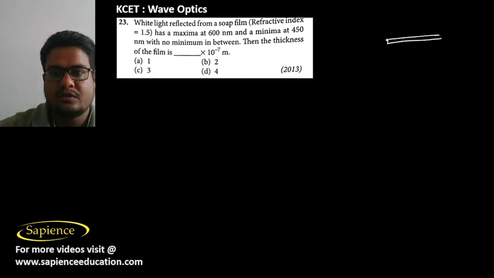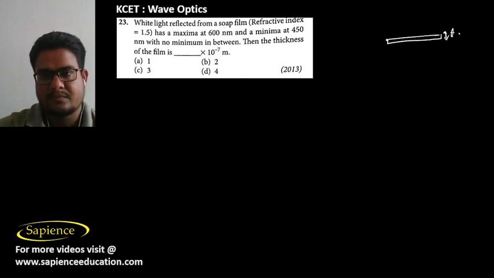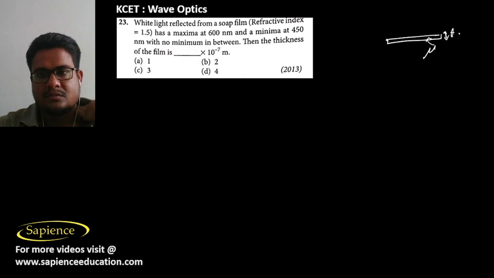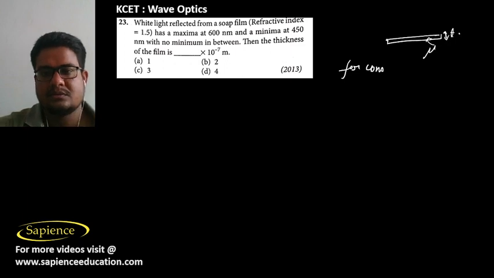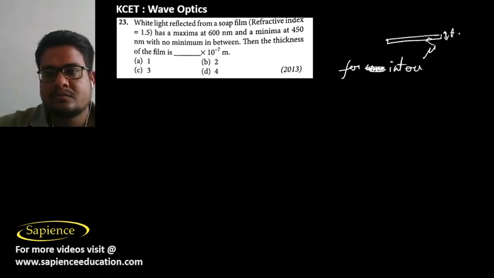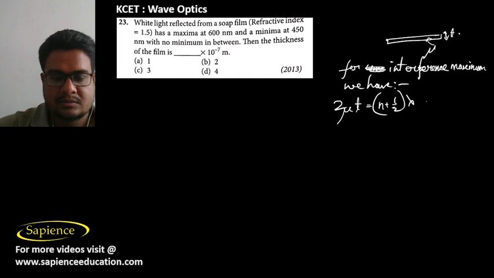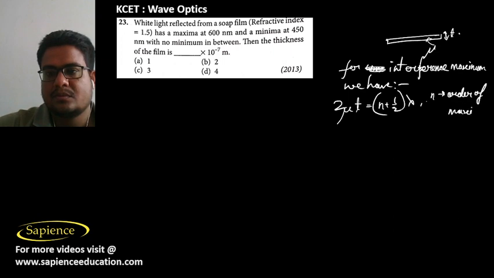So if the soap film has thickness T and its refractive index is mu, then for constructive interference or for interference maximum, we should have 2 mu T equal to (n plus half) into lambda, where n is the order of the maximum.